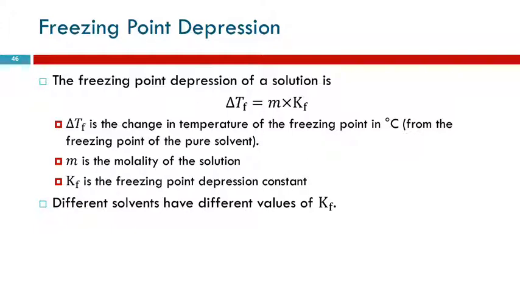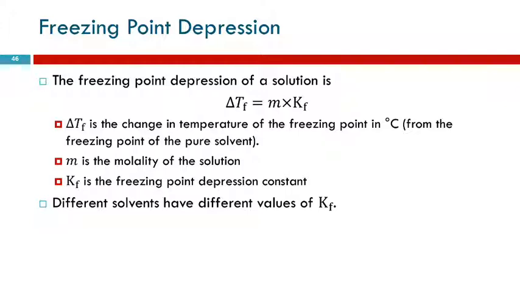Well, how much does the freezing point get changed? There's an equation for that. Delta, again, is change. Final minus initial is what we usually do for the change. Here, it looks at the change as being a positive number. Again, I wouldn't choose to do that, but that's what everybody does. So the change in the freezing point is equal to the molality times a constant.